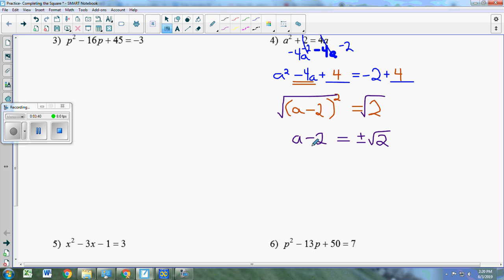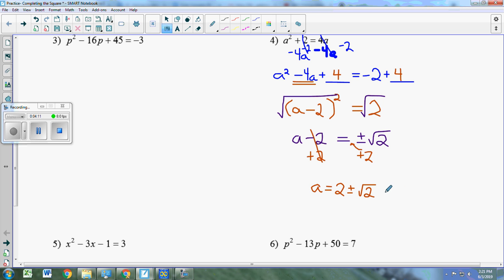Now we want to get a by itself, so we add 2 to both sides. That cancels on the left, and we get a is equal to, so that positive 2 we can sneak up in front of the plus or minus symbol, so that'll be a positive 2 plus or minus the square root of 2. All right, and that's how we get our final exact answer.